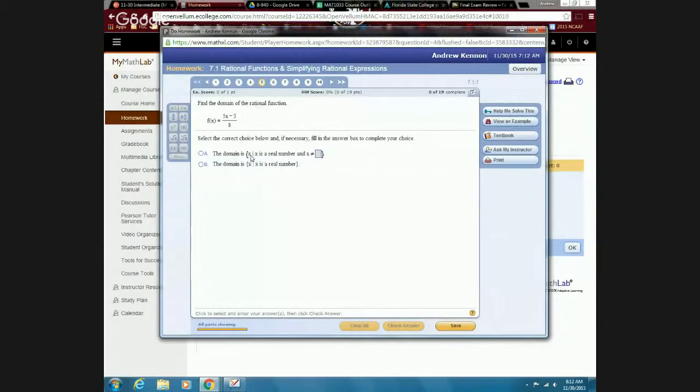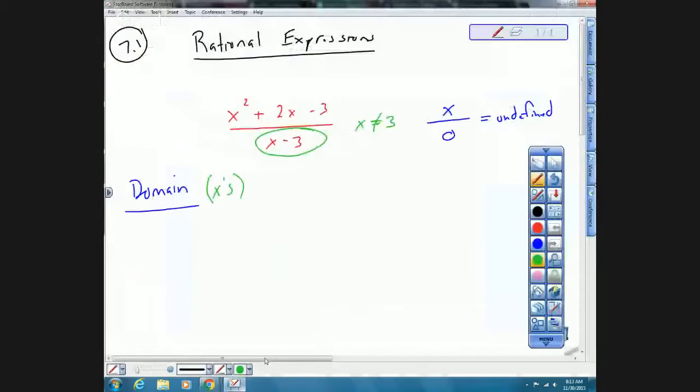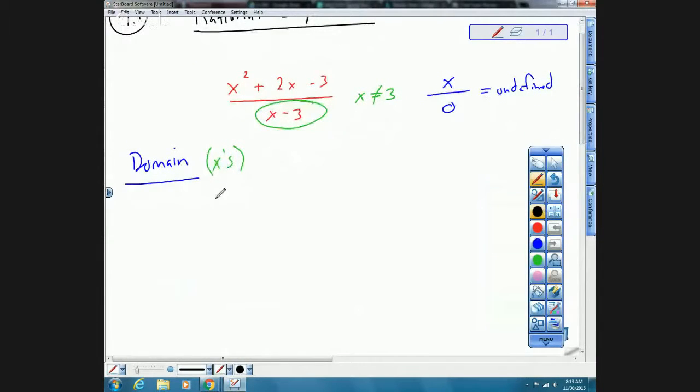Right here, x is any number such that x is a real number and x cannot equal that number. So x is any number, but x cannot equal that number. The way you actually find it, this one we can just look at and tell, but the easy way to do that, if it gets a little tougher, is just set the denominator equal to 0 and solve it. If I set that equal to 0 and solve it, add 3 to both sides, you get x equals 3. That's the one number it can't be. So if it's harder, what you do to find the domain is you set the denominator equal to 0.